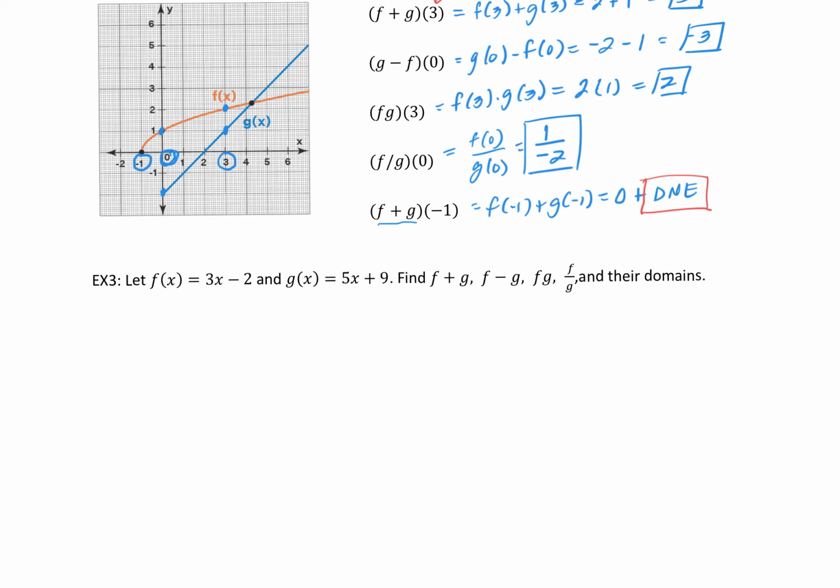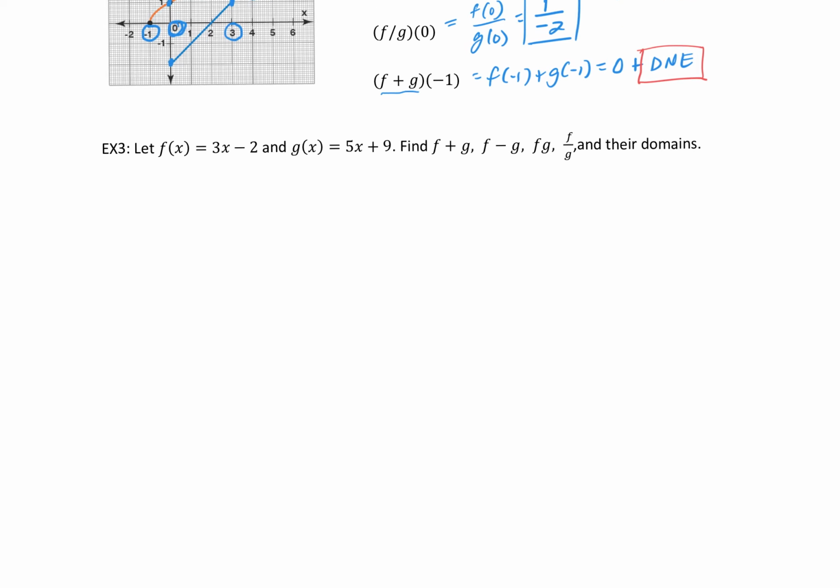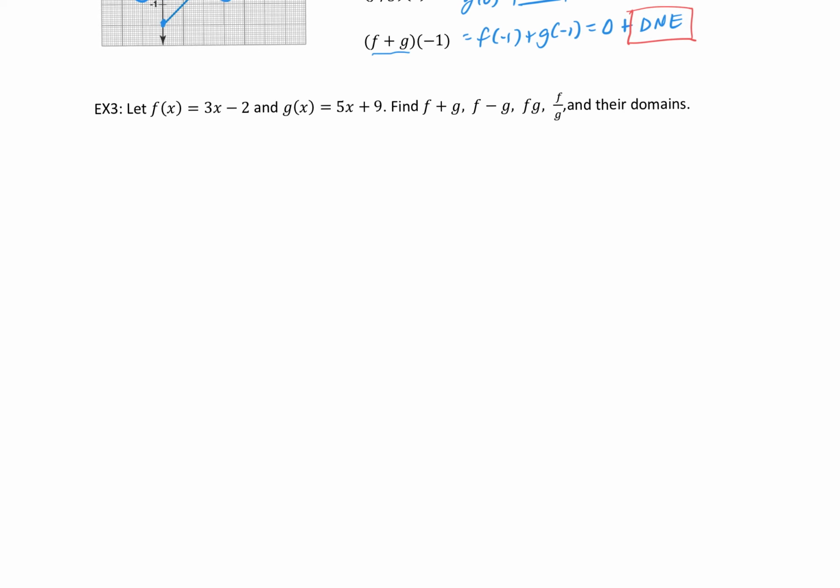Okay, so now let's move on to, instead of putting values into our new functions, we're just going to make new functions and just leave our variable x in play. Example 3, we have our function f of x and g of x, and we need to find f plus g, f minus g, f times g, and f divided by g, and their domains.